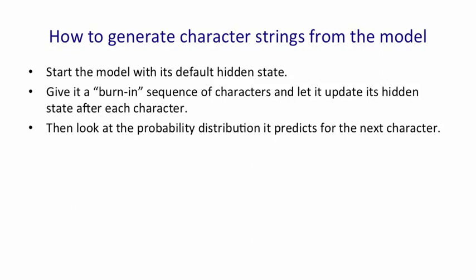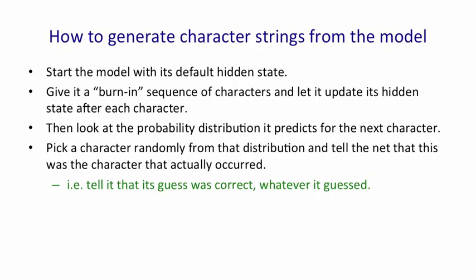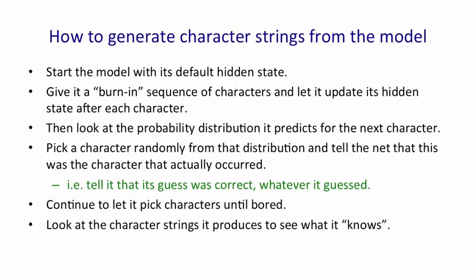We look at the probability distribution it predicts for the next character. We pick a character randomly from that distribution. So if it predicts that the probability of a Q is 1 in 1,000, we pick Q 1 time in 1,000. We then tell the net that whatever character we picked was the character that actually occurred, and ask it to predict the next character. In other words, we're telling it that whatever it guesses is correct. We let it continue to pick characters until we've got as many as we want, and then we look at the strings it produces to see what it knows.